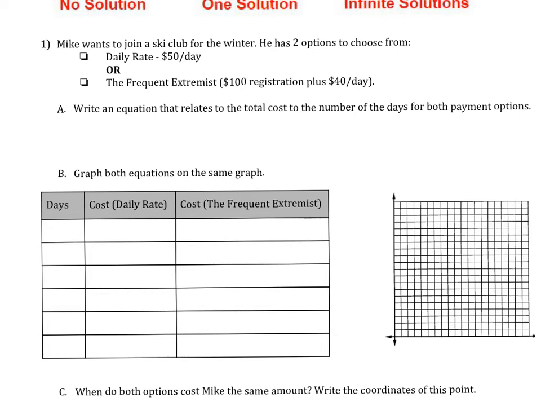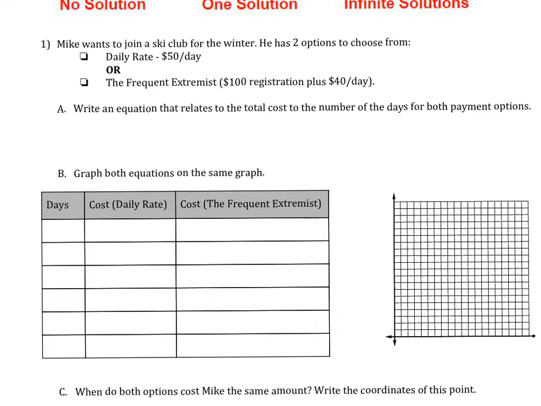Okay, so Mike wants to join a ski club for winter, and he has two options to choose from. The first option is the daily rate of $50 per day, or he can choose the frequent extremist, which is $100 per registration plus $40 each day. So now we have to come up with the point of intersection and understand what it means. The first thing we have to do is create an equation that relates the total cost to the number of days for both payments.